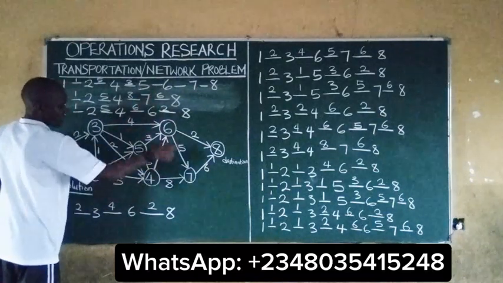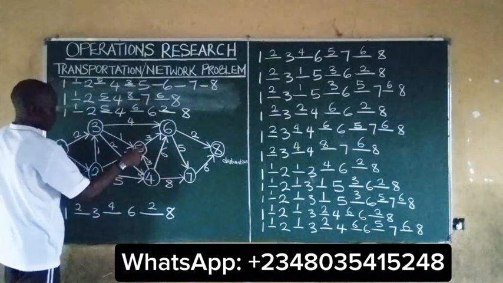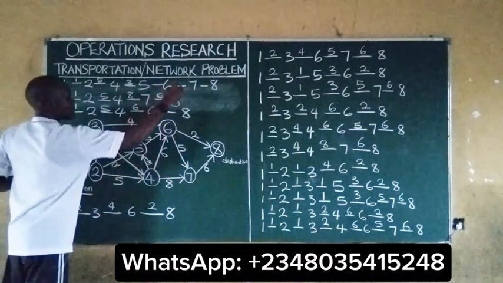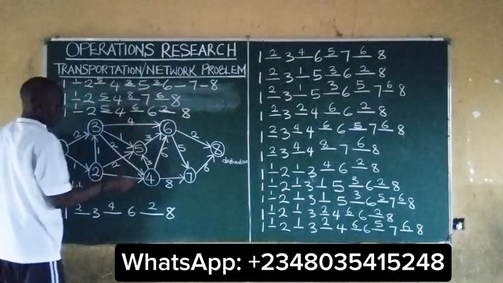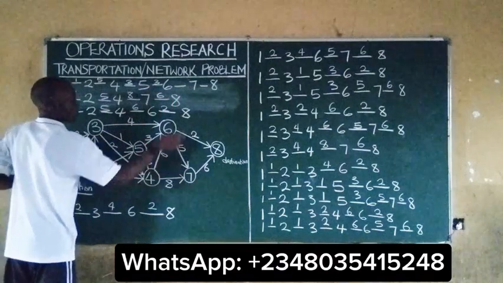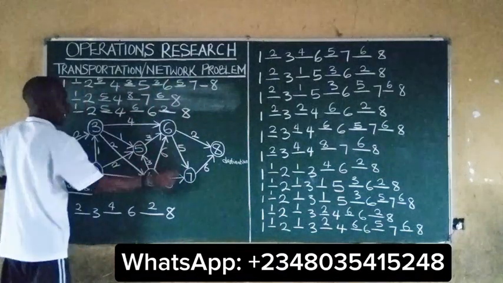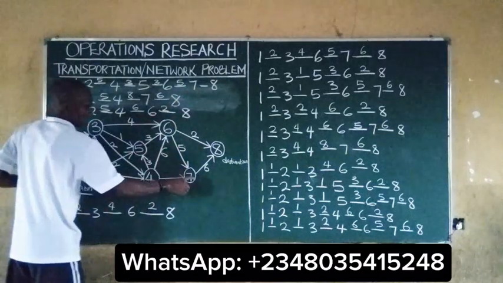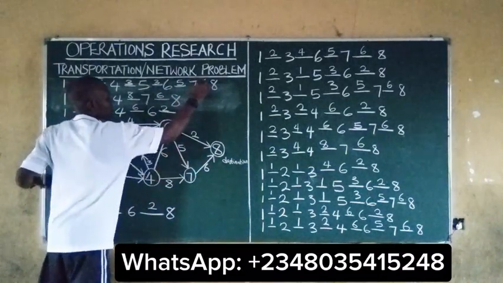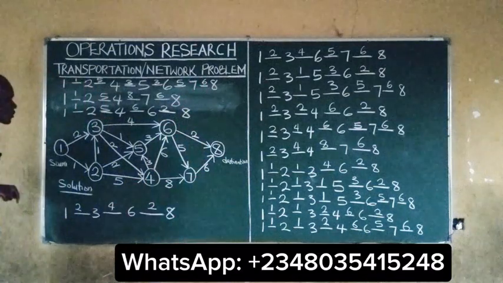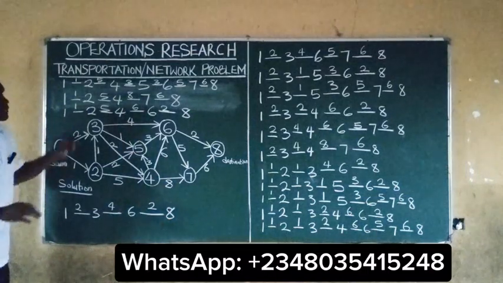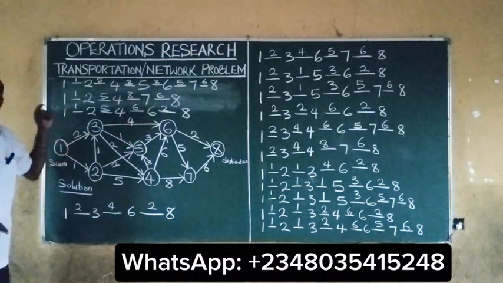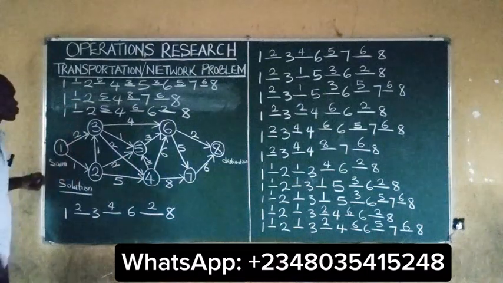5 to 6 we have 3 kilometers. 6 to 7 we have 5 kilometers. And 7 to 8 we have 6 kilometers. So we have completely taken the distance for individual routes.